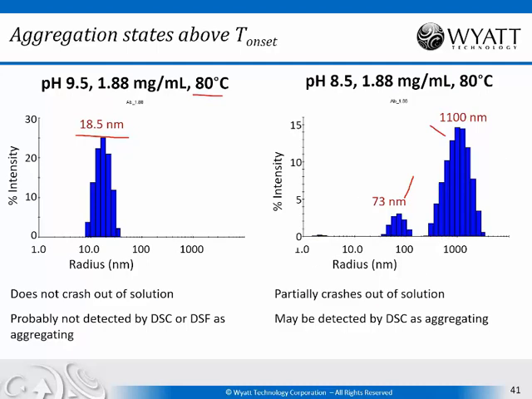Now this is crashing out of solution. You might detect this crashing out of solution through differential scanning calorimetry as a loss of signal. Dynamic light scattering tells you what's happening. This is not crashing out of solution, and so DSC would not tell you that you have aggregation, but dynamic light scattering gives you exactly what's going on.